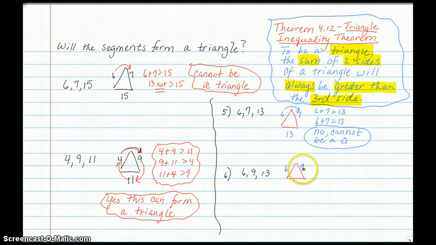We've got 6, 9, 13. Okay, we're going around in a big circle. 6 plus 9 has to be greater than 13. Well, 15 is greater than 13. 9 plus 13 has to be greater than 6. It is. 9 plus 13 is 22, which is greater than 6. And then lastly, 13 plus 6 is greater than 9. Yes, that's true. 13 and 6 is 19, which is greater than 9. If all 3 of these things are true, then you're going to answer yes. This can be a triangle.